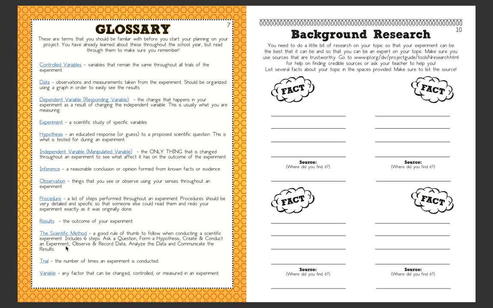On the next two pages is where you are really going to be jotting down your background research. There are different areas for you to write down facts that you found and also the source where you found this information. You need to do a little bit of research on your topic so that your experiment can be the best that it can be and so that you're an expert on your topic. You need to make sure that these sources are trustworthy. We are actually going to be doing a little lesson on finding credible sources, so you can also ask me for help if need be.